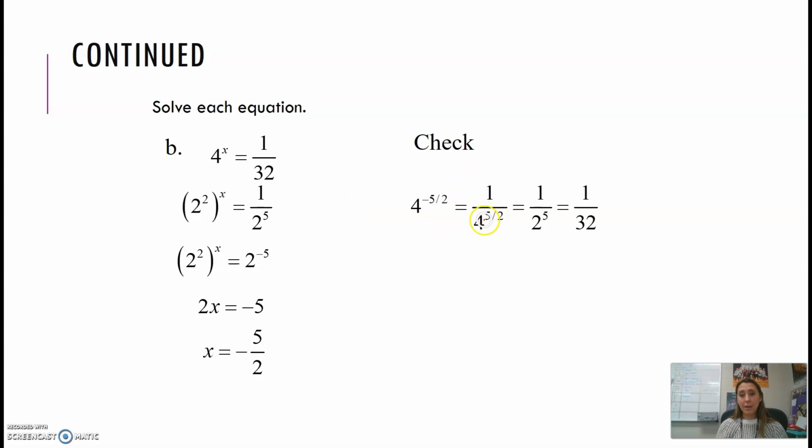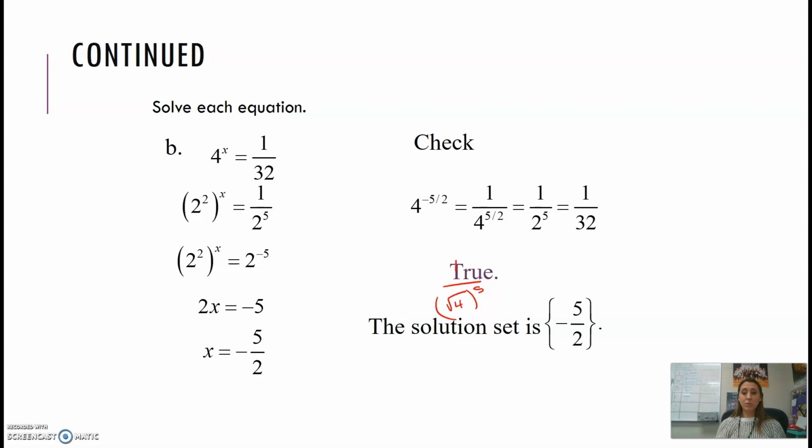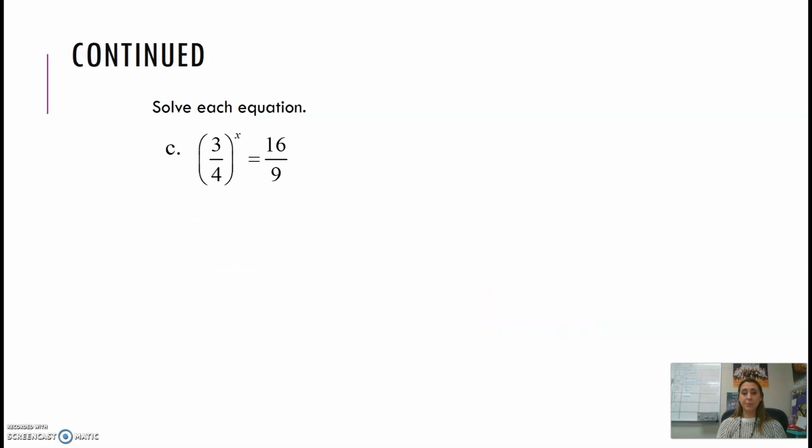And one of the things that I would do here, from this step to this step, is I would rewrite that. So this is saying 1 over the square root of 4, to the 5th power. There we go, to the 5th power. So then that would be, square root of 4 is 2, 2 to the 5th power is 32, and that is true. So our solution is negative 5 over 2.